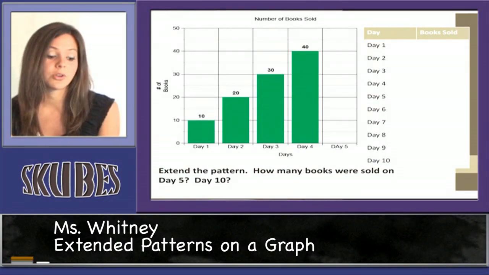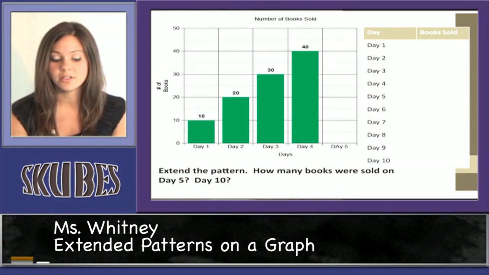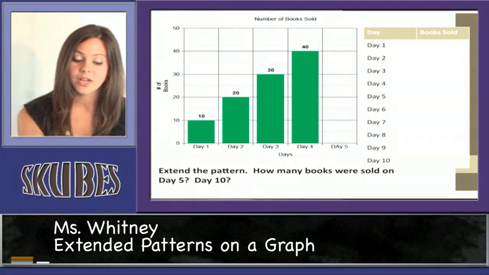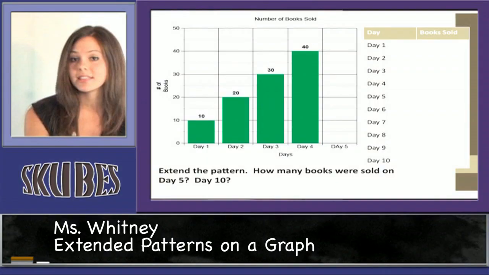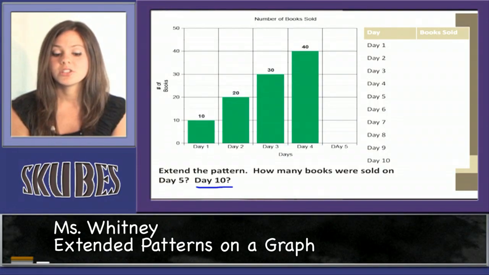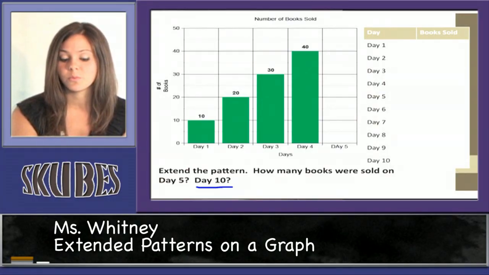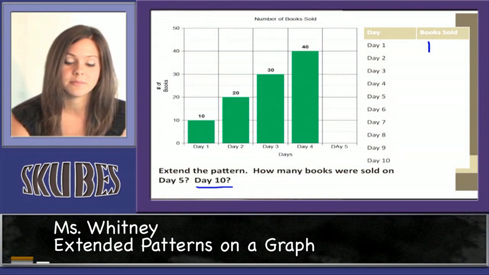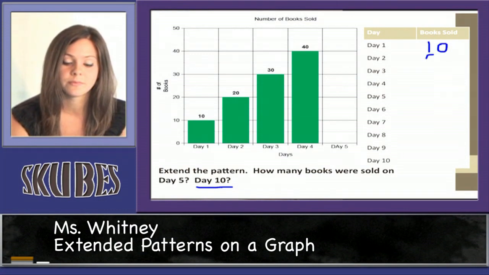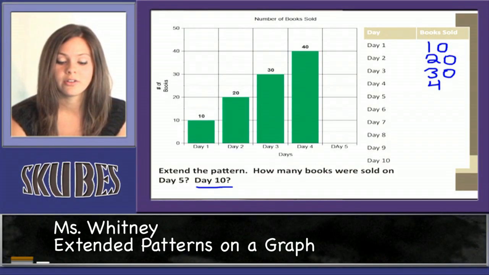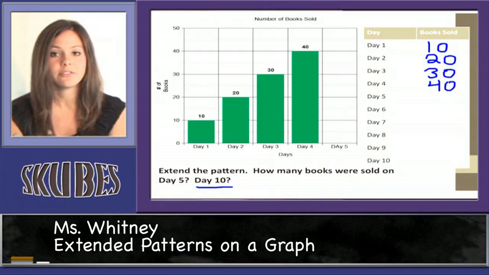On this graph, we're looking at the number of books sold on day 1, 2, 3, 4, and 5. Our question also asks us to extend the pattern and find how many books would be sold on day 10. So draw a T-chart that shows days 1 through 10, and let's fill it out. On day 1, 10 books were sold. Day 2, 20. Day 3, 30. Day 4, 40.